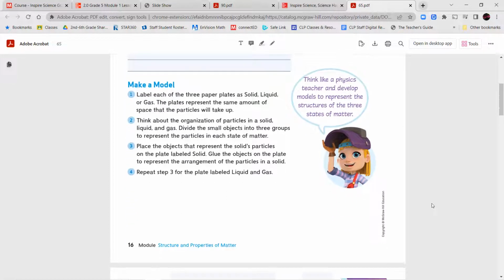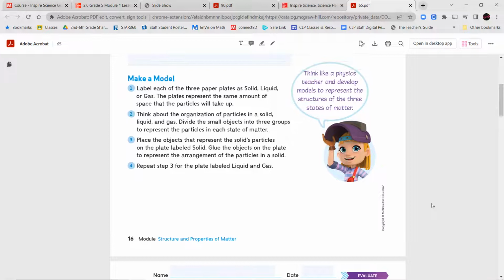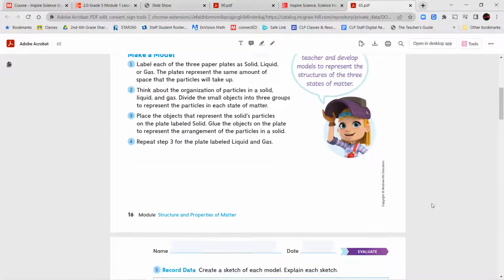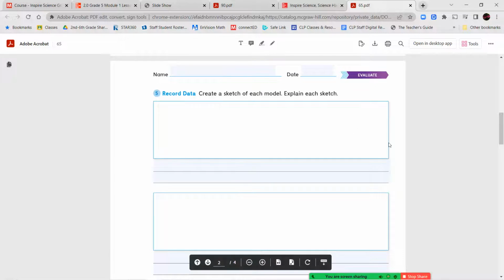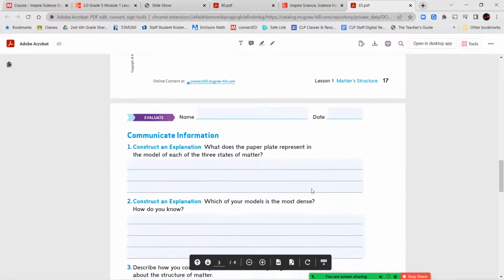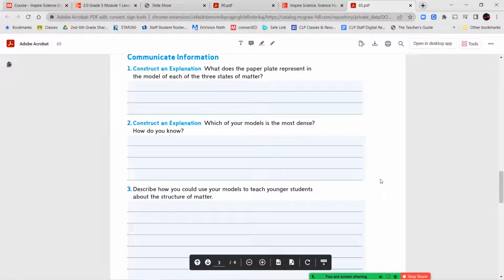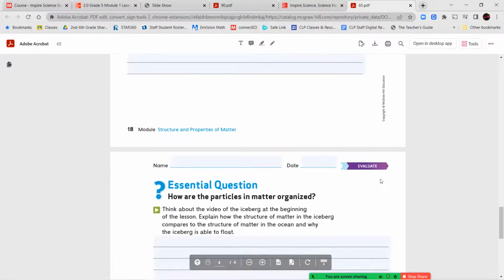You're going to label all 3 plates as solid, liquid, or gas. And then you're going to glue down objects to represent what the particles in a solid look like, what the particles in a liquid look like, and what the particles in a gas would look like. You're going to create a sketch of this and write your description below for each one, so the solid, the liquid, and the gas. And then you're going to answer your questions. Construct an explanation. What does the paper plate represent in the model of each of the 3 states of matter? Which of your models is the most dense? How do you know? Describe how you could use your model to teach younger students about the structure of matter.